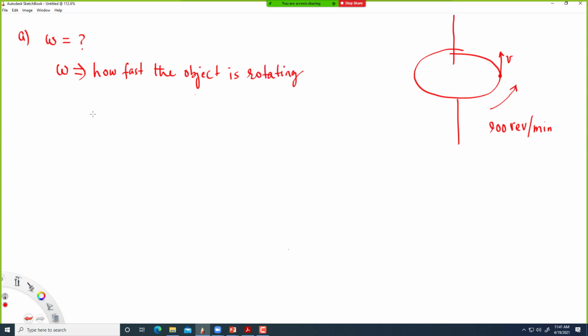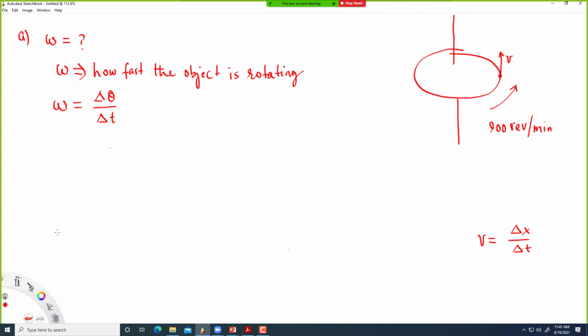Okay. Or it's delta theta over delta t. Just like in the linear case, we have v is equal to delta x over delta t. So omega is delta theta over delta t.